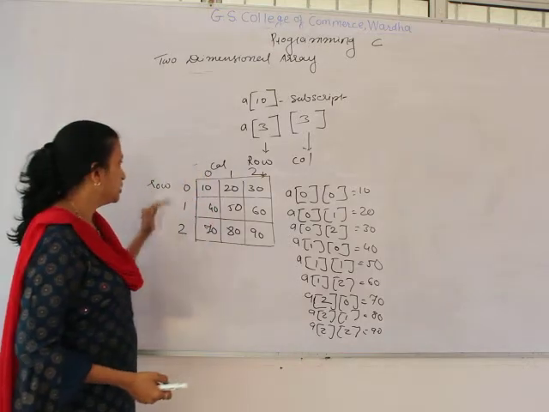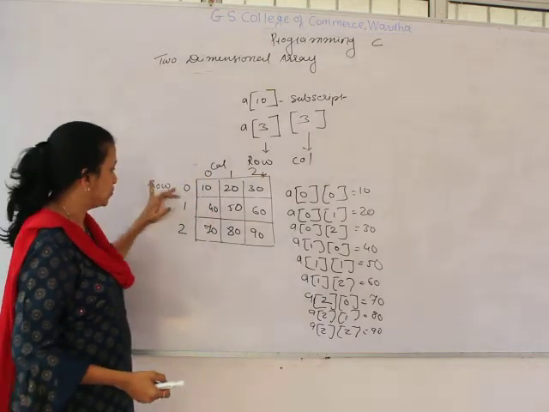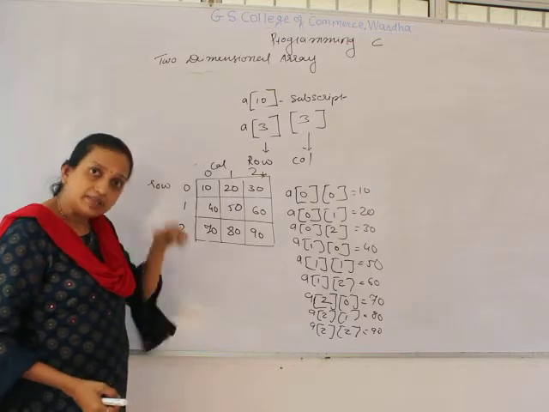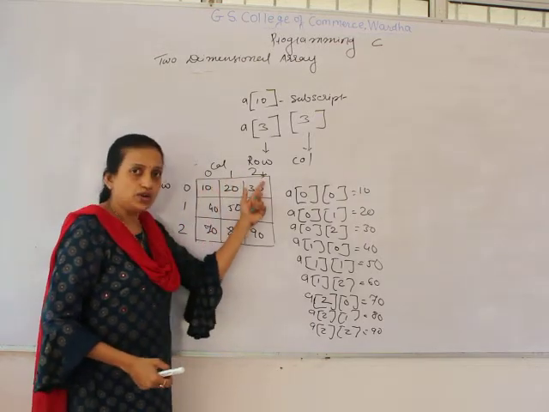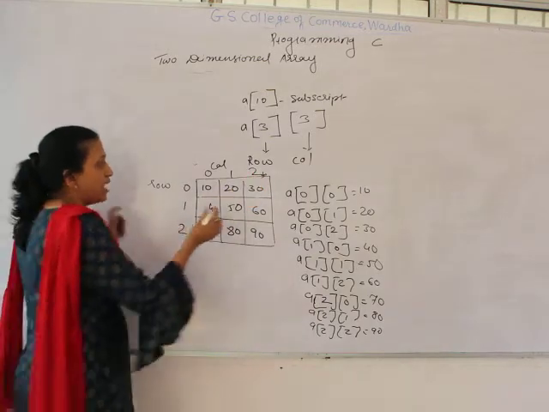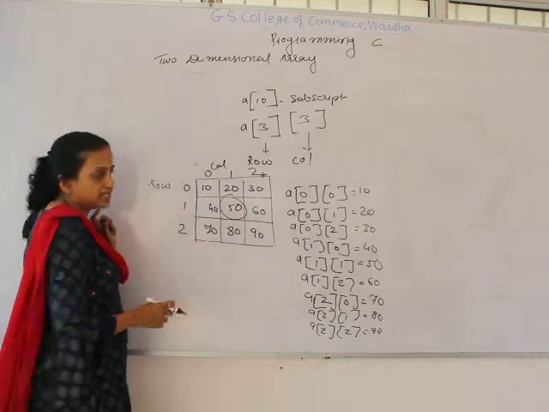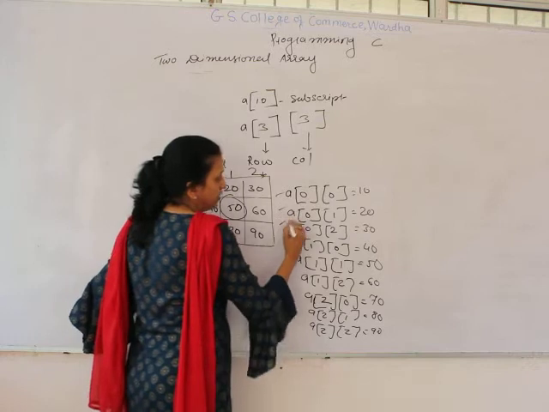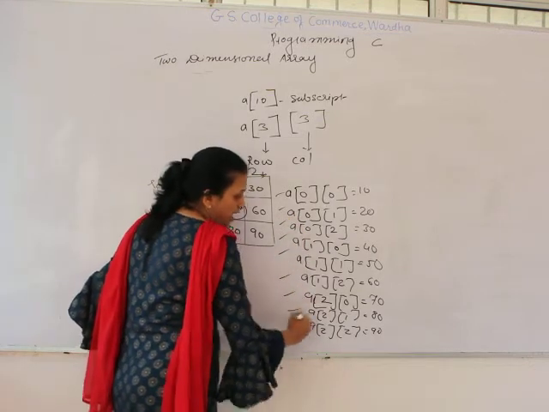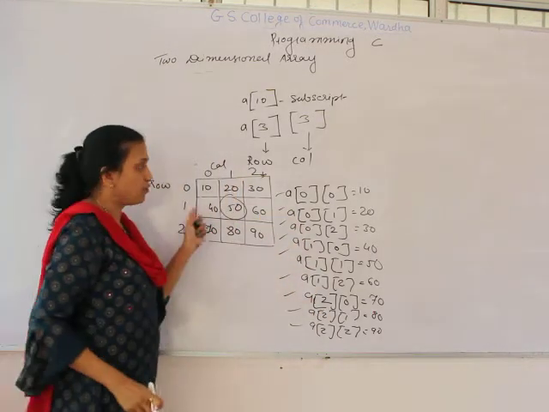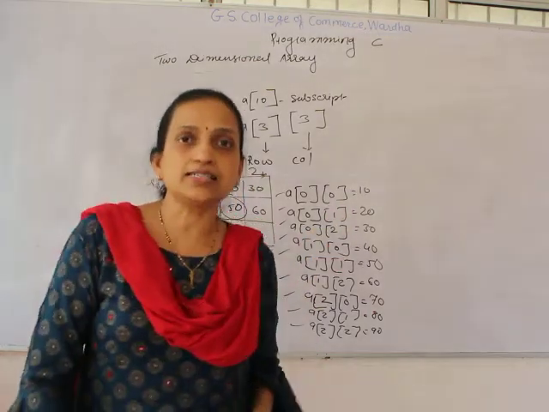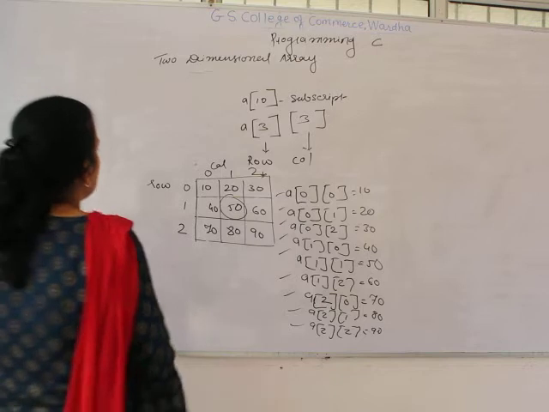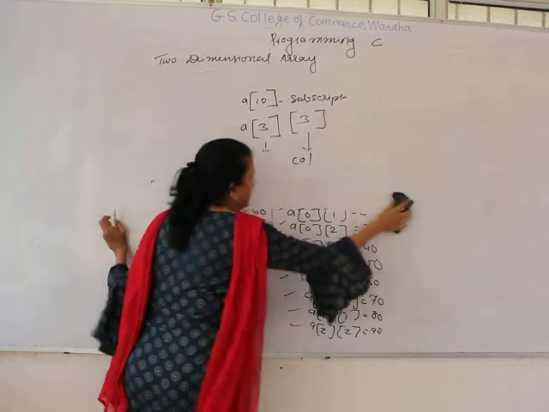So here the row starts with 0, that is 0, 1 and 2. Similarly, the column starts with 0, that is 0, 1 and 2. So the values are referred to by the index number of rows and the index number of columns. Let us see how to declare the two-dimensional array.